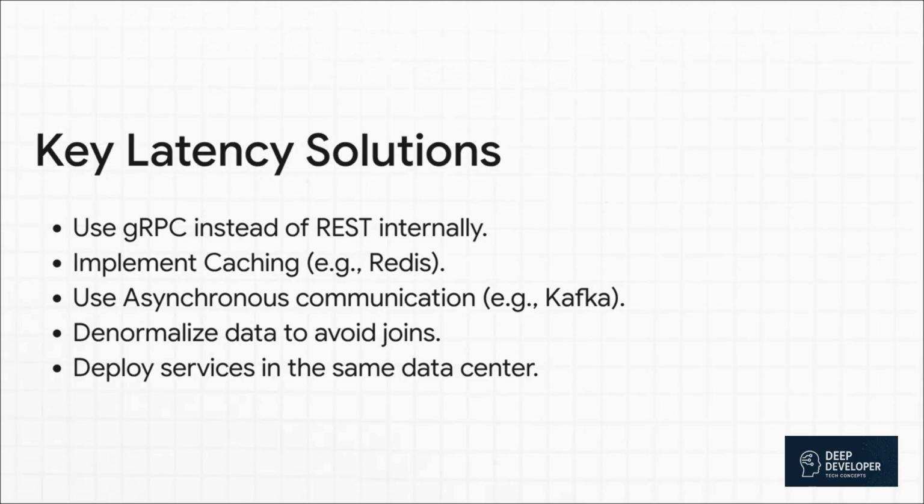Beyond gRPC, you've got a whole toolkit for fighting latency. You can implement caching with something like Redis to stop making the same calls over and over. You can use asynchronous messaging with Kafka so services aren't just sitting around waiting for a response. You can even denormalize some of your data to avoid really slow cross-service joins. And of course, a simple one: deploy your services physically close to each other in the same data center.